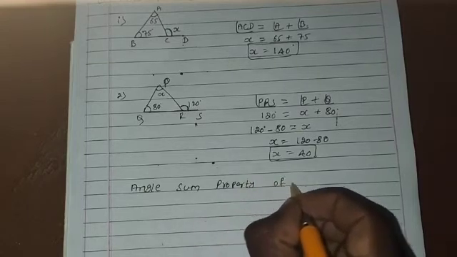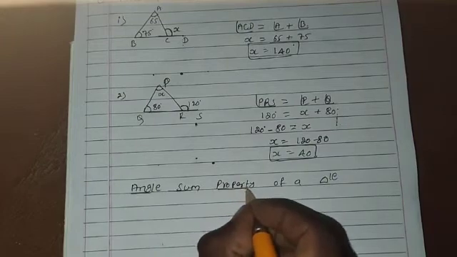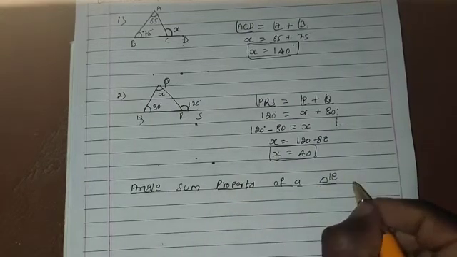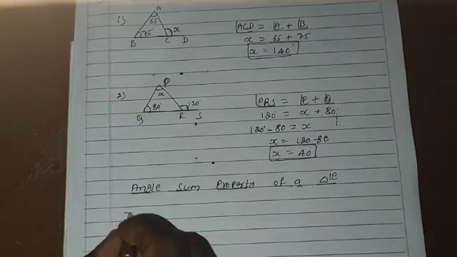Angle sum property of a triangle. Okay, angle sum property. What is the angle sum property? It says the sum of the three interior angles of a triangle is equal to 180 degrees.